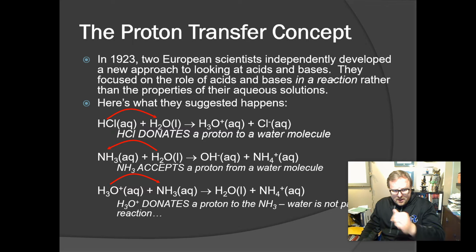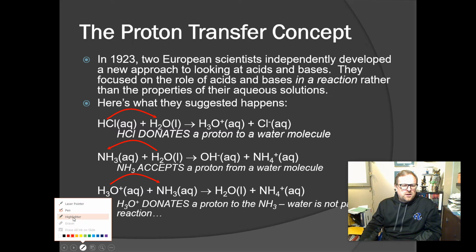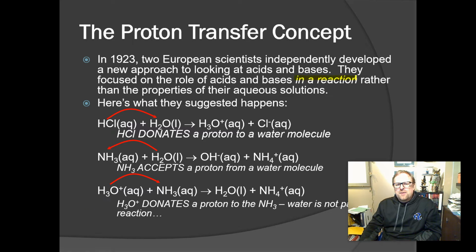Anyway, they focused on the role of acids and bases, and this is really cool. Let me just highlight that for you: in a reaction. What that means is they're looking at everything from the perspective of these entities being involved in reactions rather than just the properties of what happened afterwards.